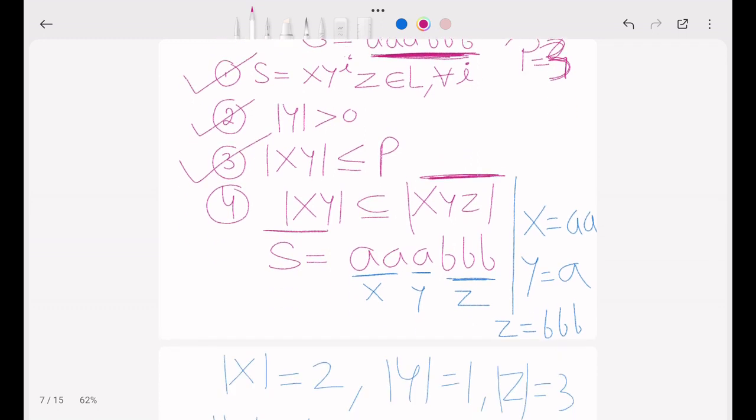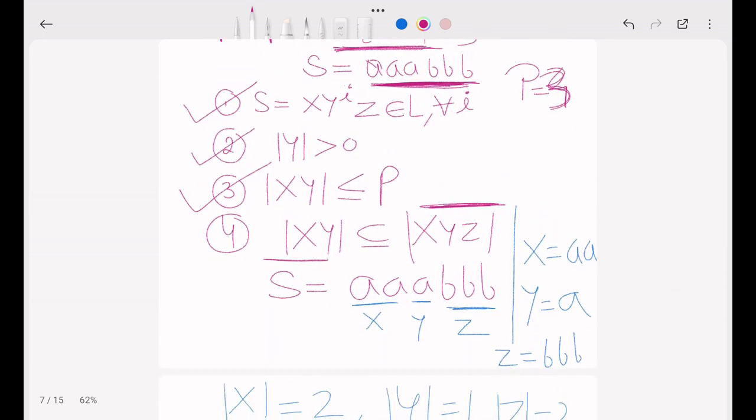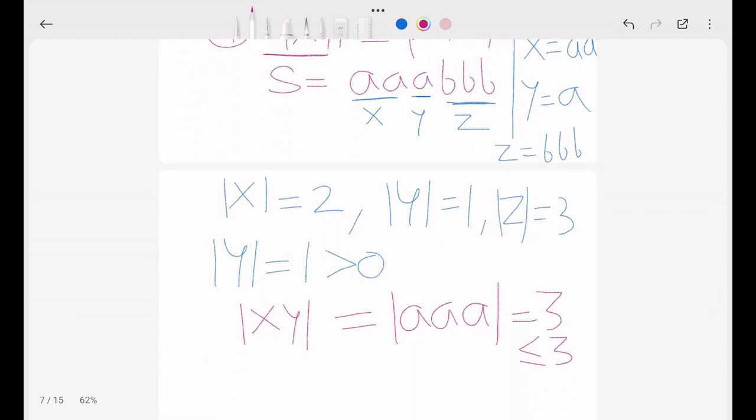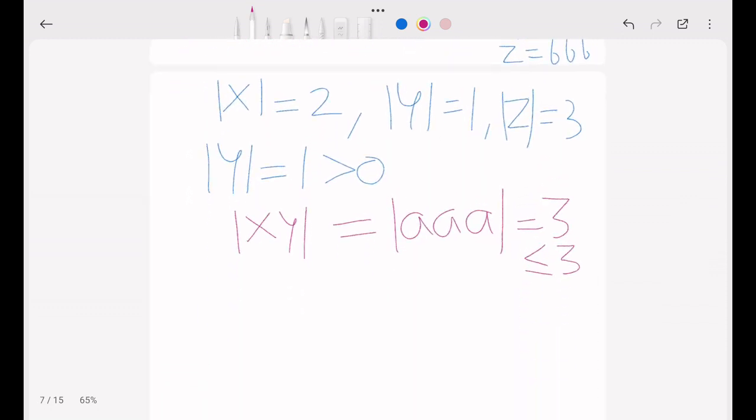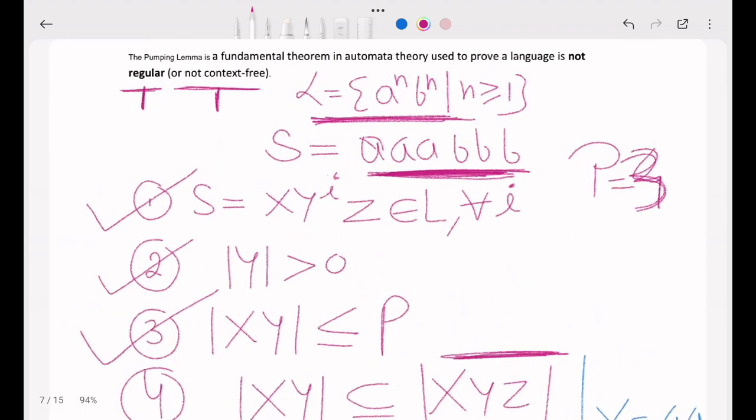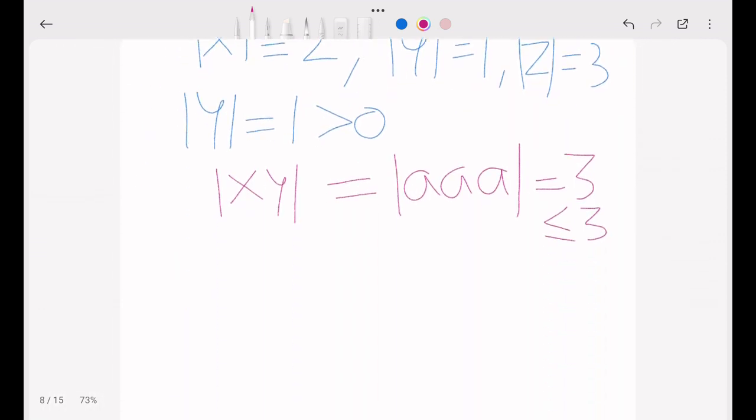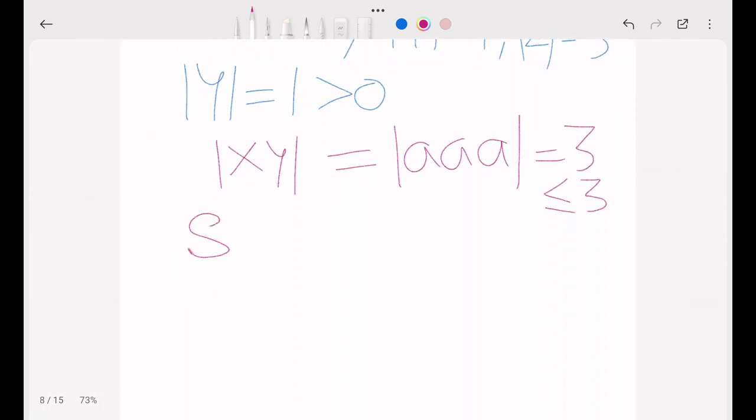I am able to divide it in 3 parts. Okay, so now this is a subset of this one. Now see here, I will prove this one. S is equal to x y^i z. Now see here, I am not taking i is equal to 1, I am taking i is equal to 2, because i is equal to 1 is already satisfied.